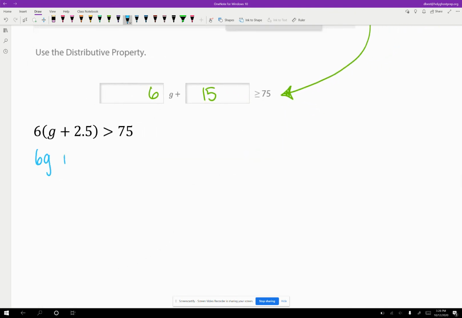So first we did our distributive property, and we got here. And then if you're solving this like we've been solving equations, you would subtract 15 as your first step. And then our last step is dividing by 6. So we have G is greater than 10.